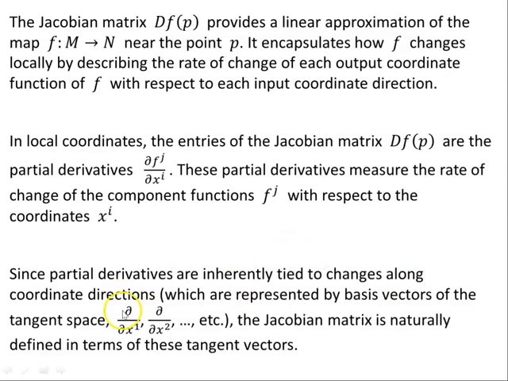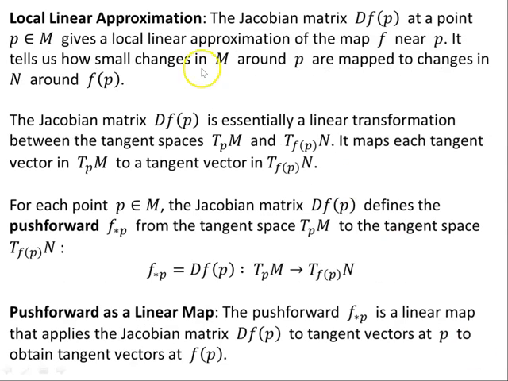All right, since partial derivatives are inherently tied to changes along coordinate directions, which are represented by basis vectors of the tangent space, partial x1, partial x2, etc., the Jacobian matrix is naturally defined in terms of these tangent vectors. So they're tangent vectors. This object does exist in the tangent space, not on the manifold, not in the manifold, but in the tangent space to the manifold at each point, where vectors live. All the vectors exist in the tangent space.